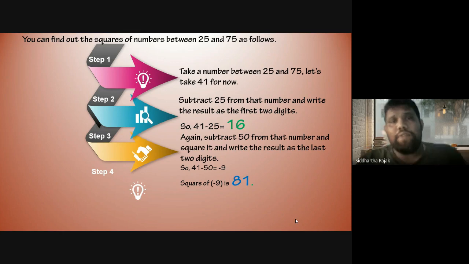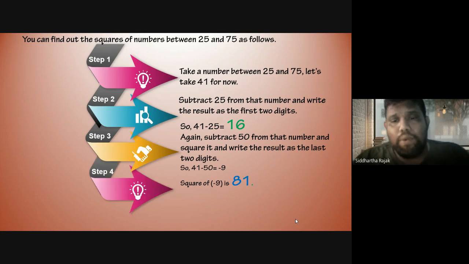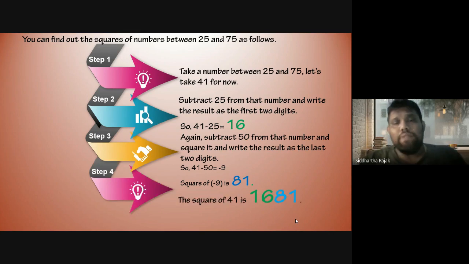So to find the square of 41, we can write down the numbers starting from green and ending with blue. So it is 1681. I think you can check on your calculators as well. The square of 41 should be 1681. So this technique can be used to find the squares of numbers between 25 and 75.